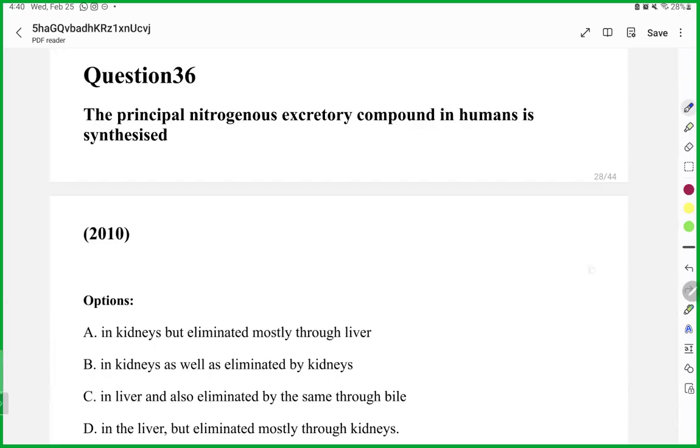Tanvi. B, sir. Mostly produced by liver and eliminated by kidney. Like ammonia converts into urea. Yes, sir.